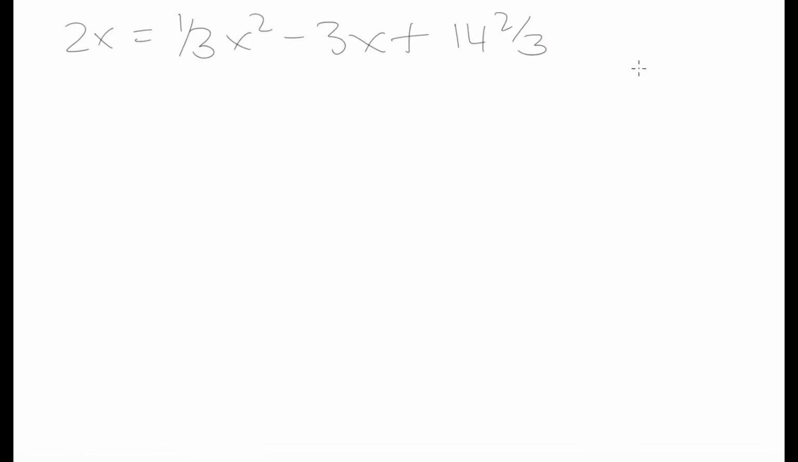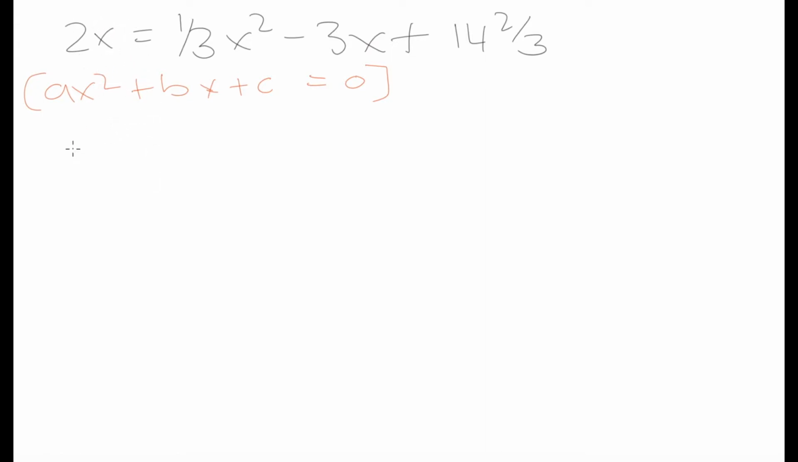Okay, so one thing that we can see is that this equation here is not in the form of ax squared plus bx plus c is equal to 0. So that's one of the first things that we want to do. We want to get this equation into this form. And once we have it in this form, we know how to factor it. Let's actually move this 2x to this side, and then that would be equal to 0.